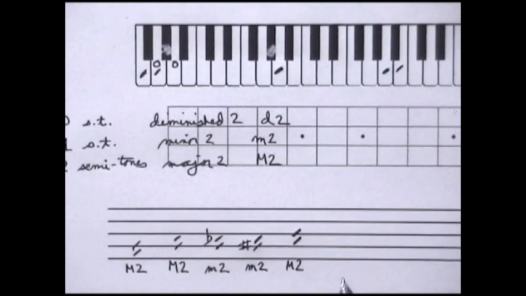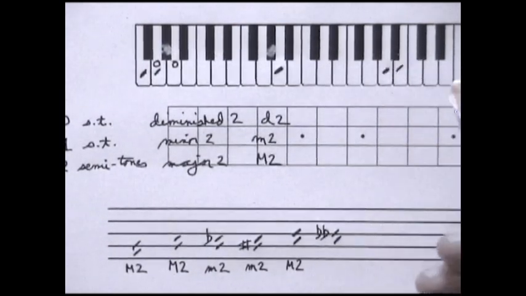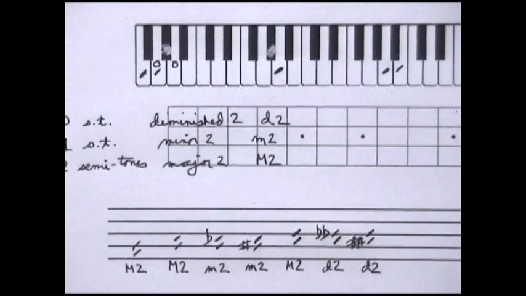If I reduce the size of this interval to 0 semitones, so I take my major second and I double flat the B, this B becomes the same note as the A. This would be a diminished second. I could also leave the B alone and double sharp the A. That would also give a diminished second.